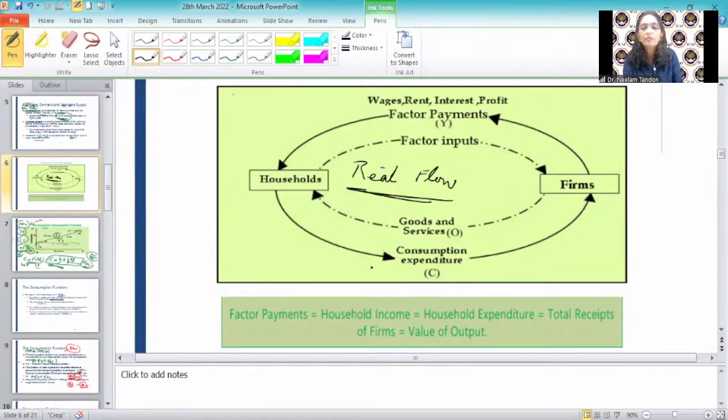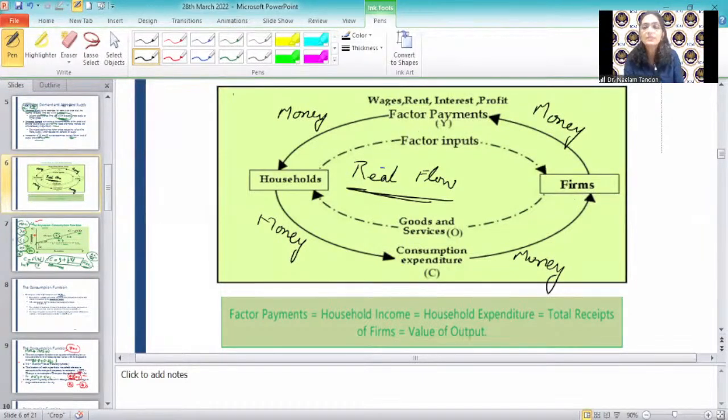Then there is money flow. Money flow is that we, the household, buy goods and services. How do we buy? We spend money. So that is money flow. The outer circle, this solid line which you see, is money flow. So to make you understand the concept of money flow and the concept of factor income, this concept has kept some assumptions.